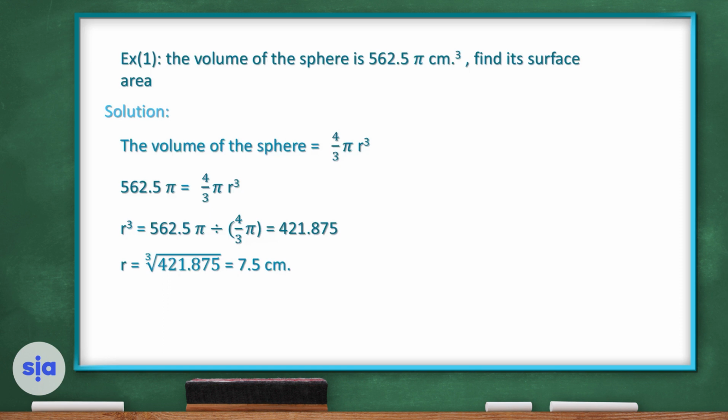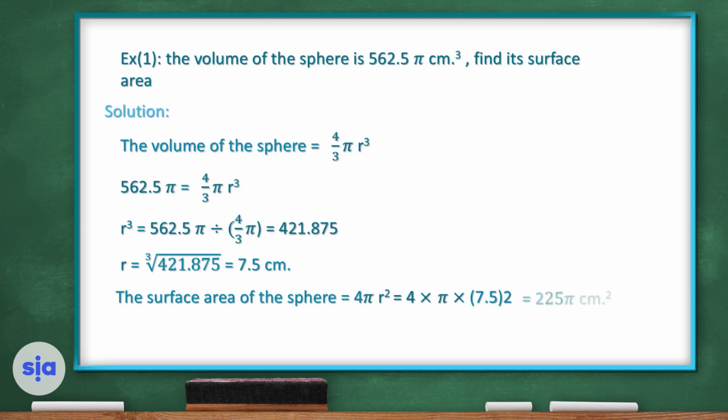To find the surface area of the sphere, the surface area is 4 pi r squared. You're going to replace the r by 7.5, then the result will be 225 pi centimeters cubed.